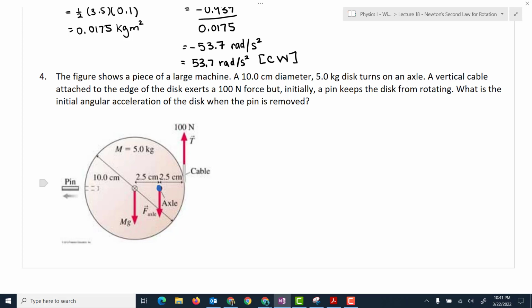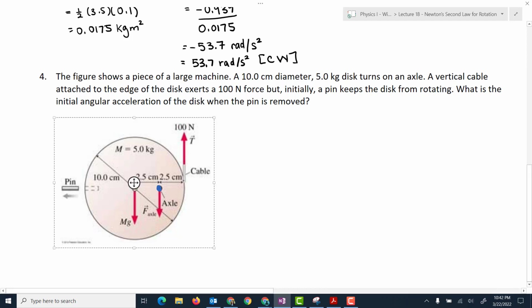Okay, notice that the axis of rotation is not at the center of mass. So we will, in this case, have to use the parallel axis theorem in order to find the moment of inertia at a point that's not at the center of mass. Okay, so it tells us that we have a 10 centimeter diameter, 5 kilogram disc that turns on an axle. A vertical cable attached to the edge of the disc exerts a 100 Newton force. So that's this force over here. It says tension. But initially, a pin keeps the disc from rotating. What is the initial angular acceleration of the disc when the pin is removed?